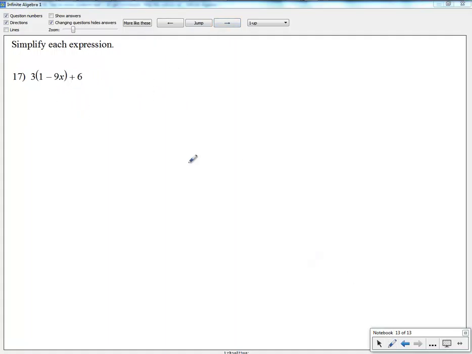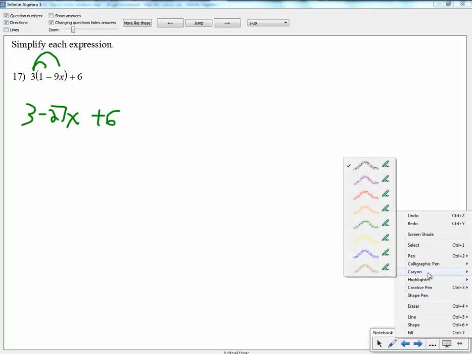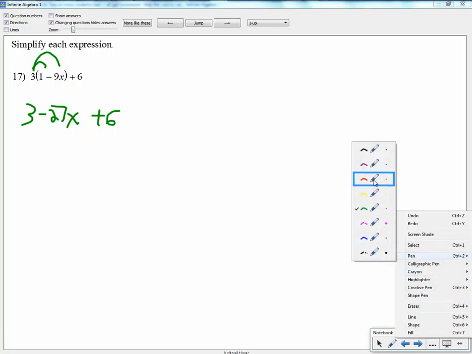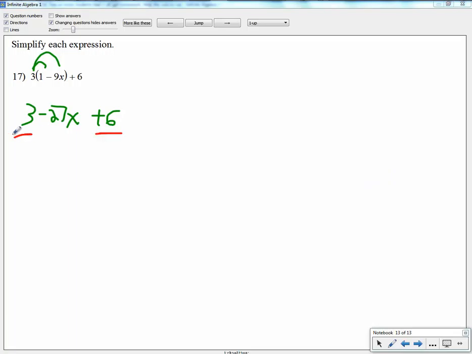Next one here, this is just an expression, so we're just simplifying. So we distribute. 3 times 1 is 3. 3 times 9 is negative 27. Bring down the x and bring down the positive 6. And now what we need to do is combine like terms. So the like terms are the numbers. I have 2 numbers. That becomes 6 plus 3 is plus 9. And we just bring down the negative 27x. And that's it. So distribute, then combine like terms.